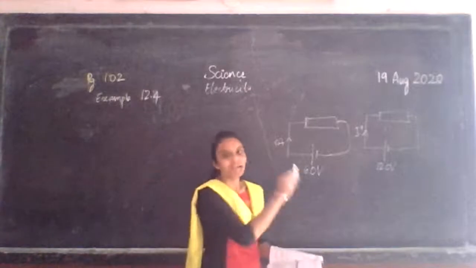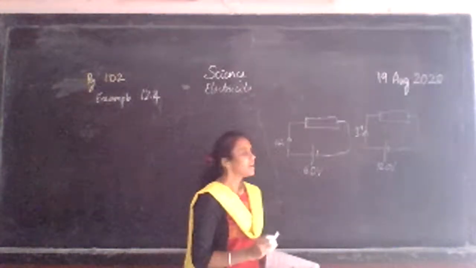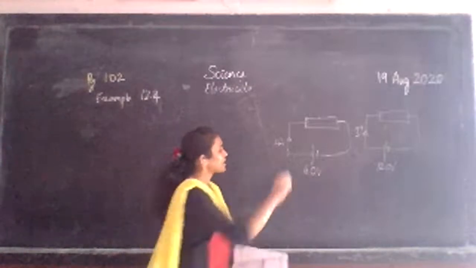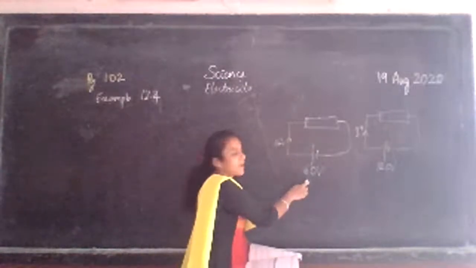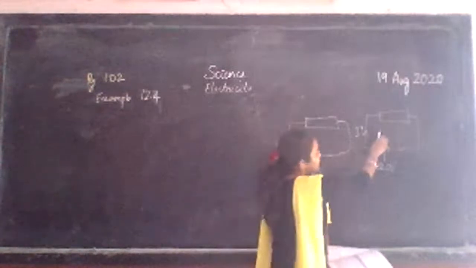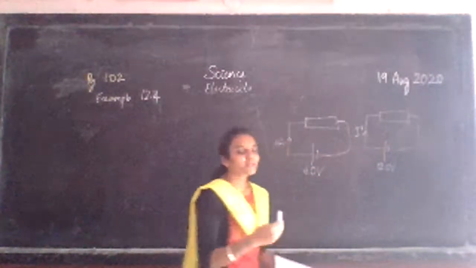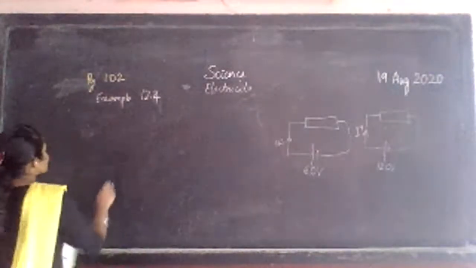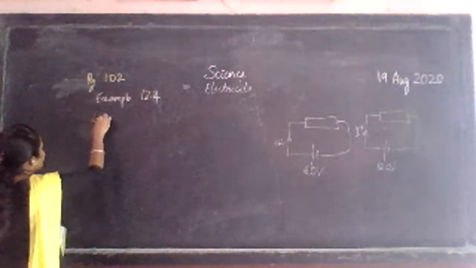So they are telling you two cases. One case is the heater connected to a 60 volt supply, when the current flowing is 4 ampere. Now, if the heater is connected to 120 volts, what is the current flowing? This is what you have to calculate. So first, let me write down the given data.